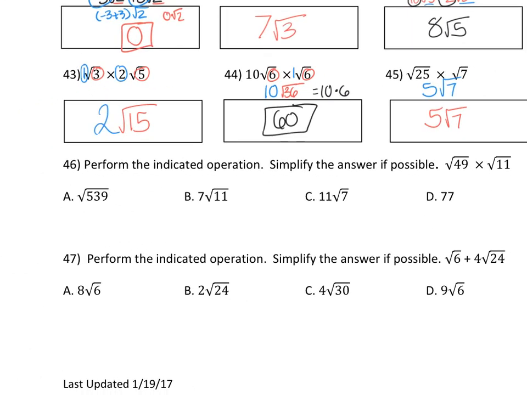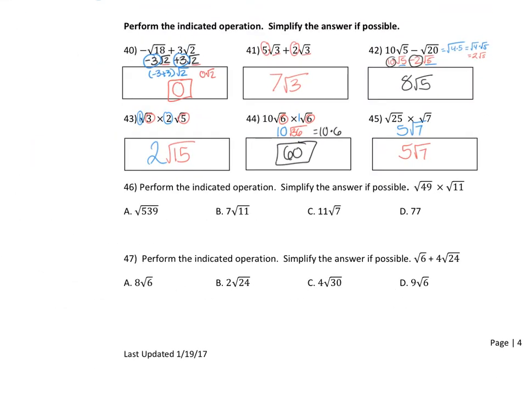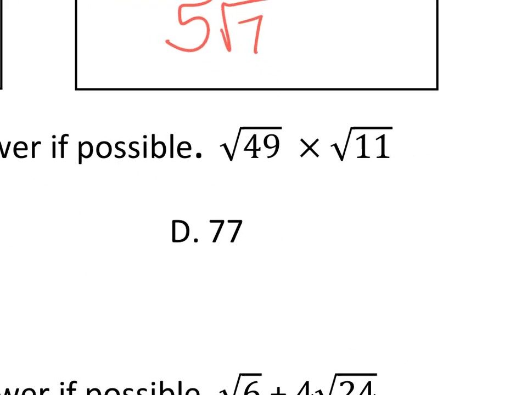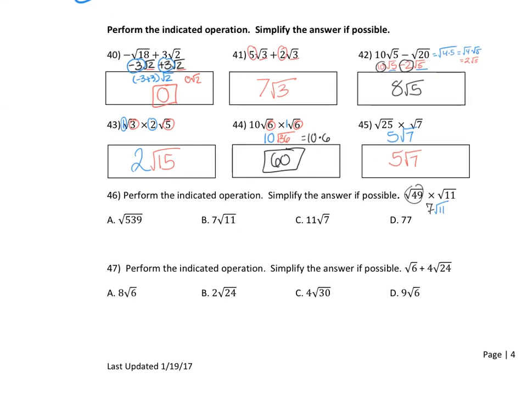All right, 46. Simplifying square root of 49 times square root of 11. So square root of 49, try it in your calculator. You do get a nice number, which is 7. Try to evaluate square root of 11 in your calculator. You get a decimal, so we can't do that. No perfect squares can go into 11, so you're stuck with 7 square root of 11 as our final answer, which would be letter B.